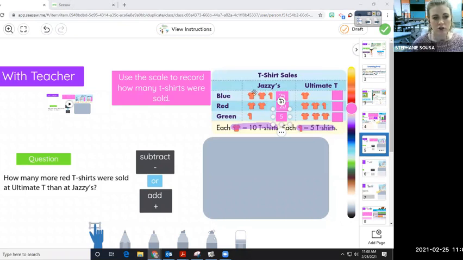Let's check out t-shirt sales at the Ultimate Tee. Blue t-shirts at the Ultimate Tee. There is 1 full t-shirt. My scale told me that 1 full t-shirt equals 10 shirts. 10 blue shirts were sold. Red t-shirts here. I have 10, 20 plus a half shirt, which is 5. So 25 red t-shirts were sold.